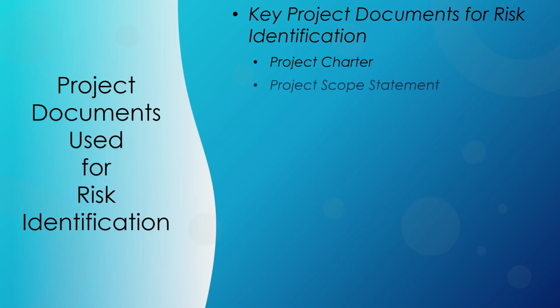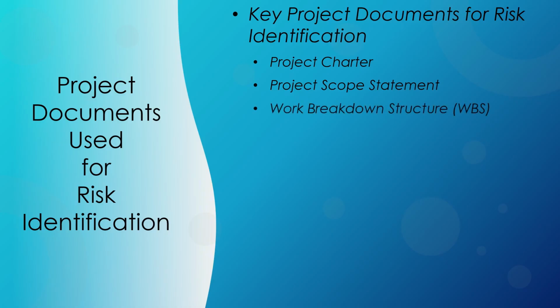The project scope statement defines the project's boundaries, deliverables, and acceptance criteria. It provides clarity on what is included and excluded from the project. Reviewing the project scope statement can help identify risks related to scope creep, unclear requirements, or scope changes.